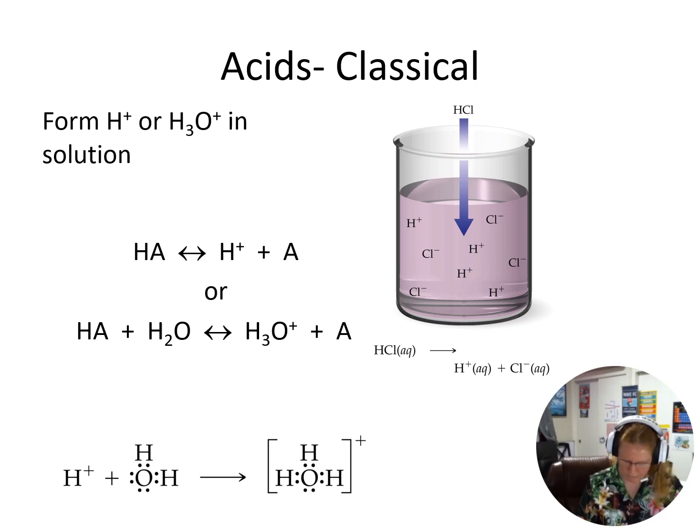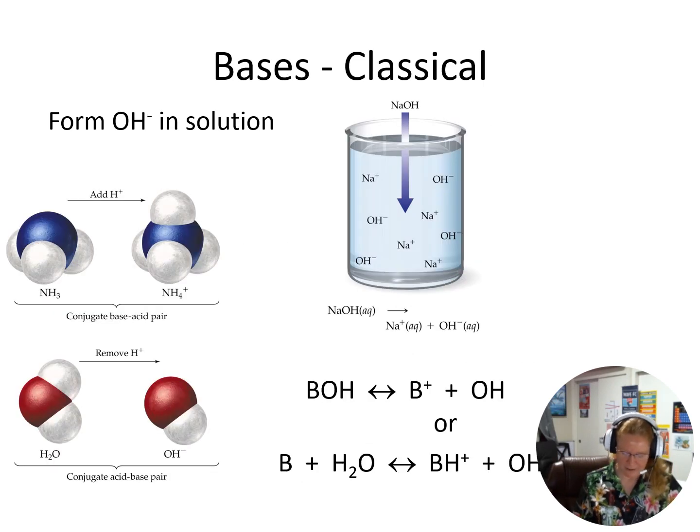Oh, and something went wrong and didn't show up. This should be a minus. Gotta love when PowerPoint doesn't always cooperate. So we should get that A minus. So HA is just our generic formula for an acid. And then bases give us that hydroxide. Oh, and again, it's not giving me my negative charge on them. So there we go. All right. So we get our hydroxide in solution.